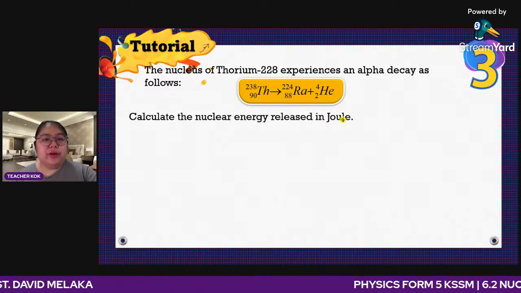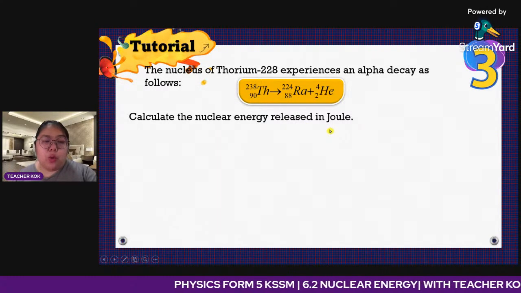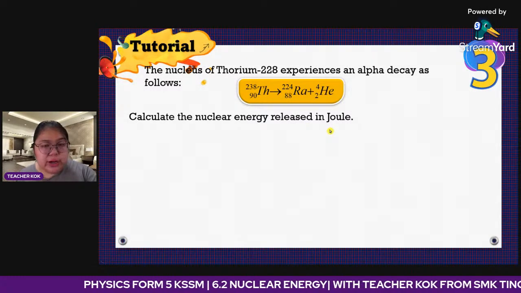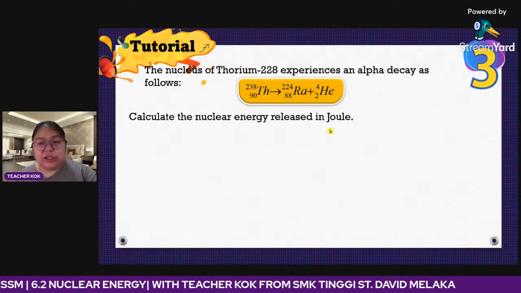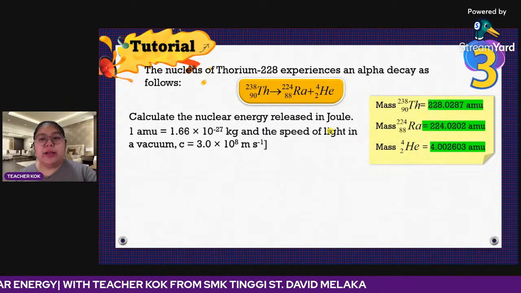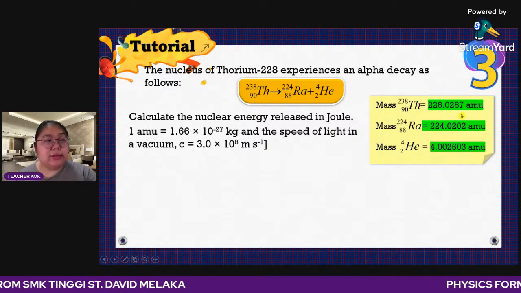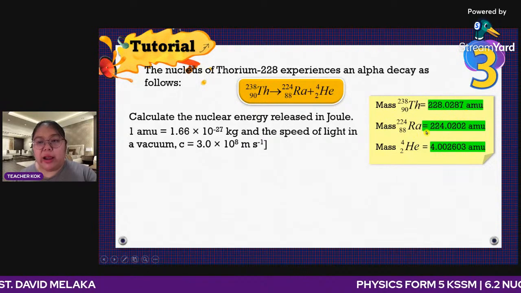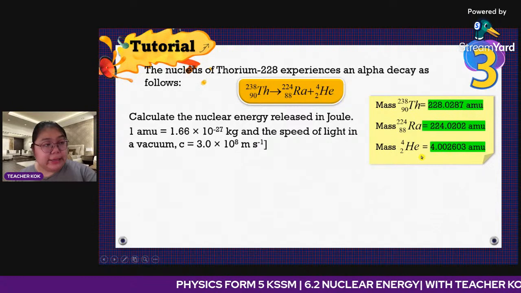From here, the first part, they want to calculate the nuclear energy released in joules. Nuclear energy is straightforward. That means you need to find the mass defect, and after that, find the energy. They give you the info: Th is 228.0287, Ra is 224.0202, and the last one should be the helium.